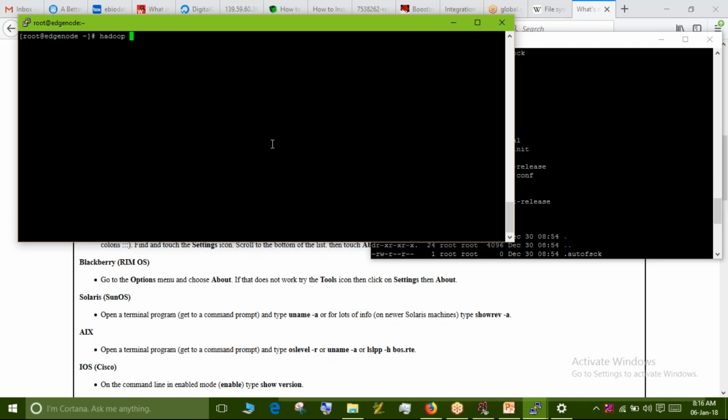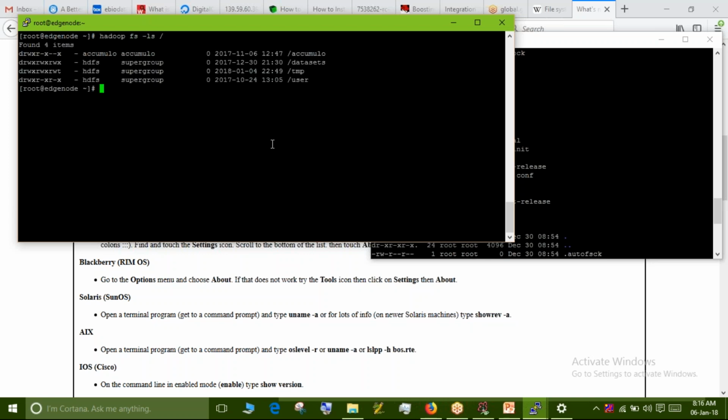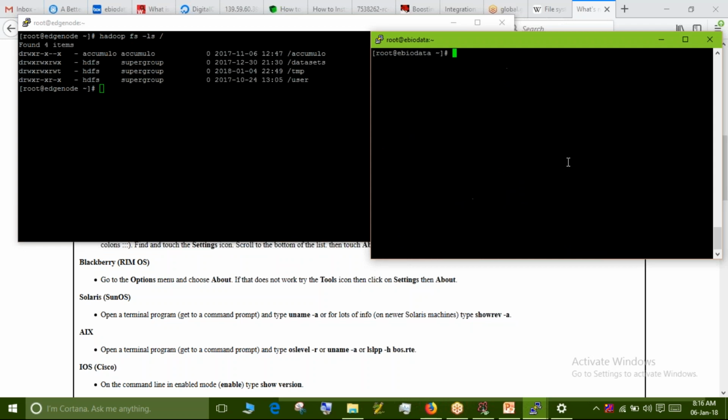How to access that file system? Hadoop fs -ls. You are accessing that. Like how you are accessing this file system as ls and forward slash, there we are saying hadoop fs -ls and forward slash.